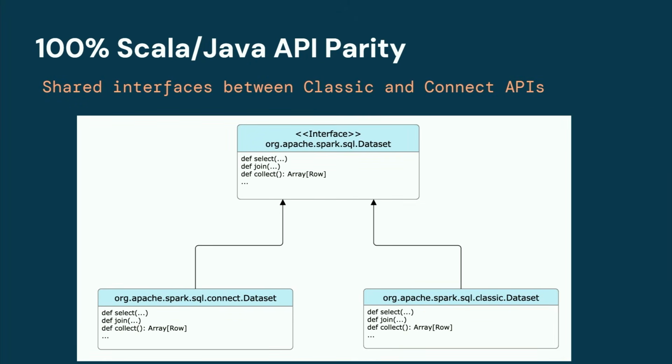One of the really important things we focus on in this release is to ensure API compatibility between the Java Scala APIs in Spark Connect. We have created shared interfaces for the major APIs like DataFrame, SparkSession, Column, and so on, for the classes in Spark Classic and Spark Connect. By doing this, when you compile your application against Spark, it now compiles against these shared interfaces. This will ensure that we have 100% API parity between Connect and Classic.